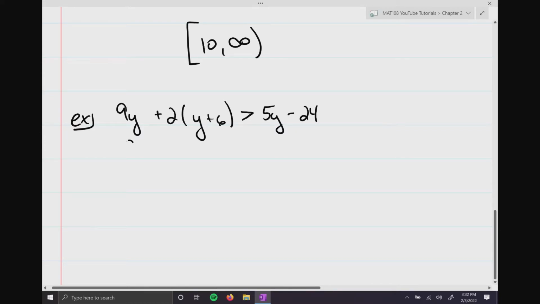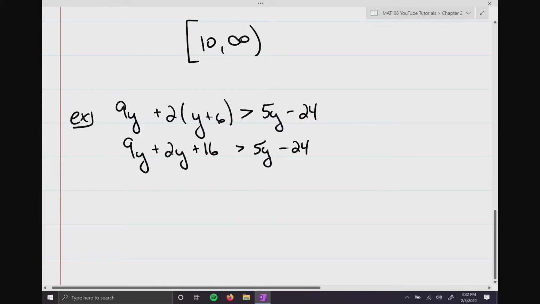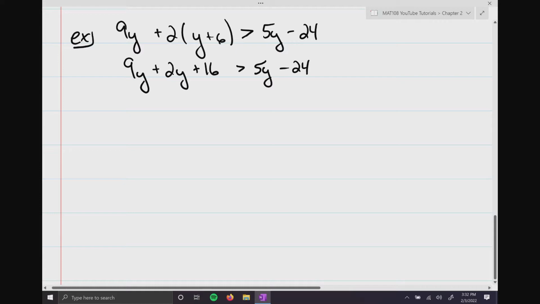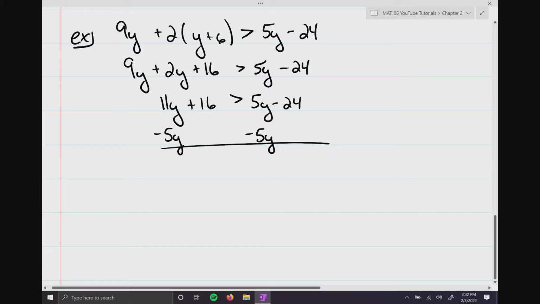So what we're going to have to do first is distribute the 2. So that's going to give me 2y plus 16 is greater than or equal to 5y minus 24. Then I need to group like terms. So 9 plus 2 is 11y plus 16, which is greater than 5y minus 24. Now we're going to get variable terms on one side, constant terms on the opposite side. So I will subtract 5y because I want to get the y's together first. So that gives me 6y plus 16, which is greater than negative 24.